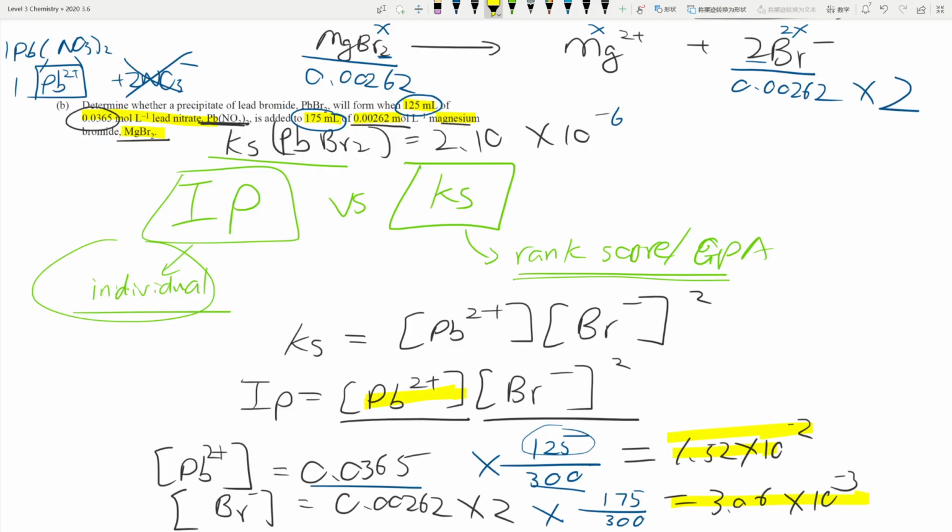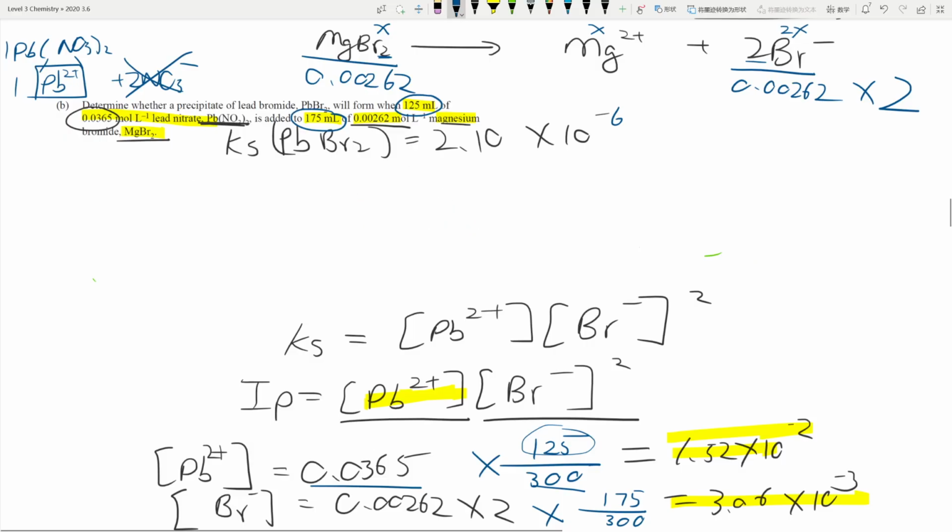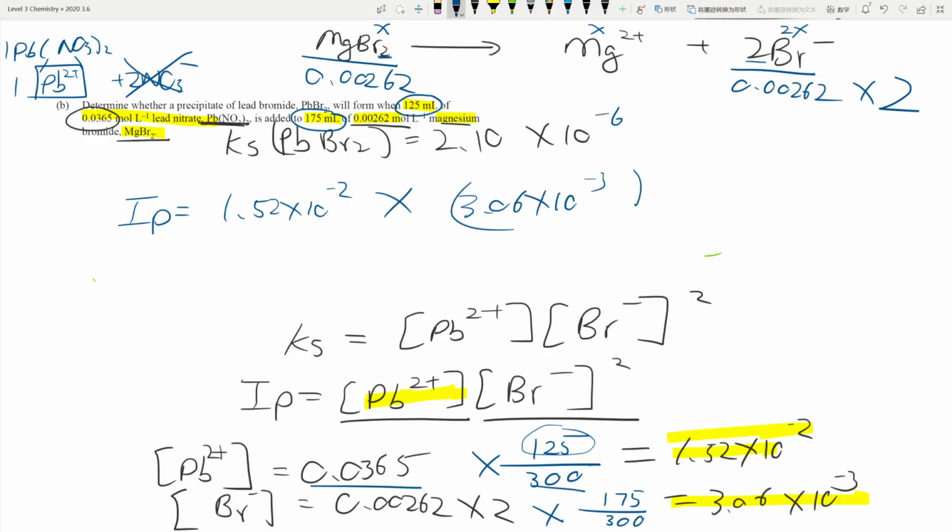into this particular equation. So I'm just going to clear a bit of space, rub out all of these, because otherwise there's no space down there. So my ion product is going to be 1.52 times 10 to the power negative 2 multiplied by 3.06 times 10 to the power negative 3 squared, which equals 1.42 times 10 to the power negative 7.